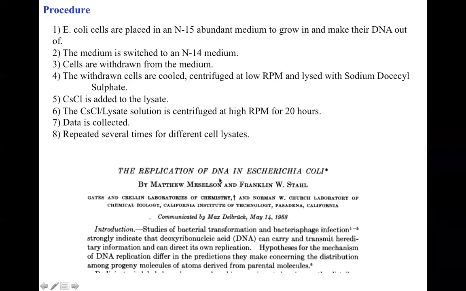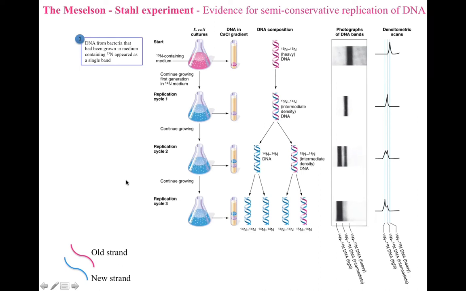So this is the procedure they employed. They took E. coli cells and grew them in an N15 containing medium, and subsequent generations were grown on a medium containing N14. Cells were withdrawn from the N15 and N14 media. I will show you in detail in the next slide. And the DNA was isolated. To isolate the DNA, cesium chloride was added to these growing cultures to rupture the cells and release the DNA into the content, which is called a lysate. So this is how Meselson and Stahl did an experiment to show semi-conservative replication of DNA.